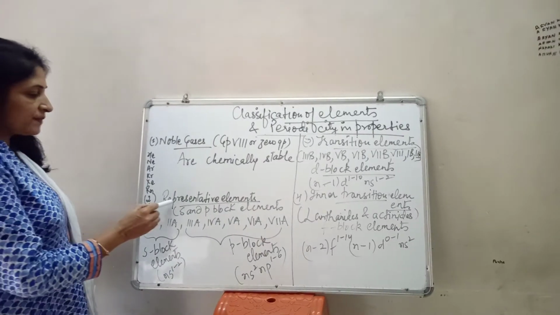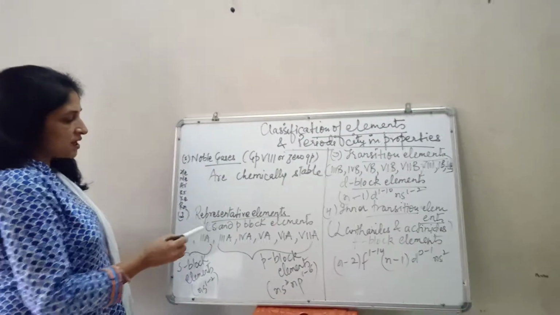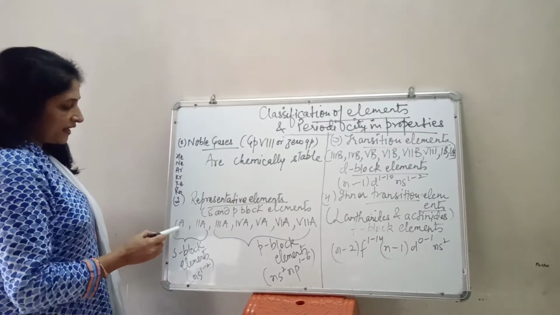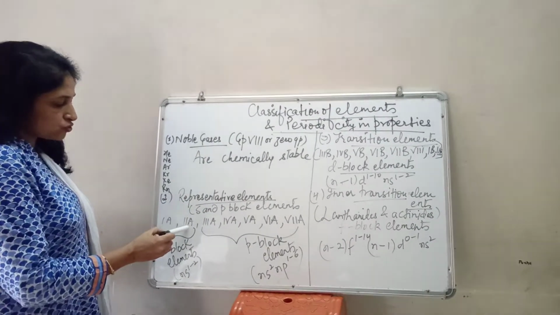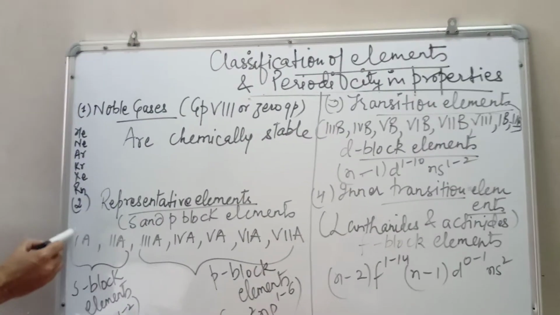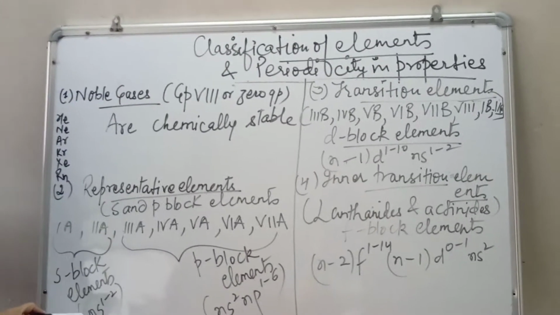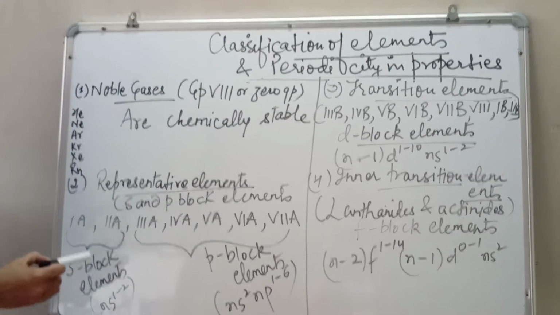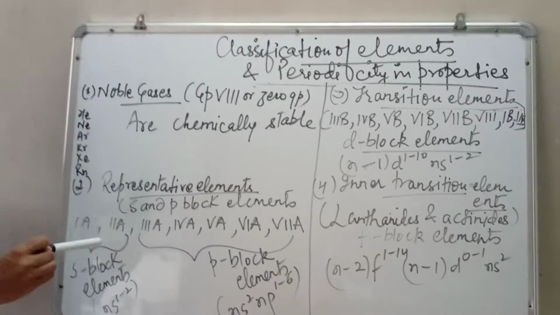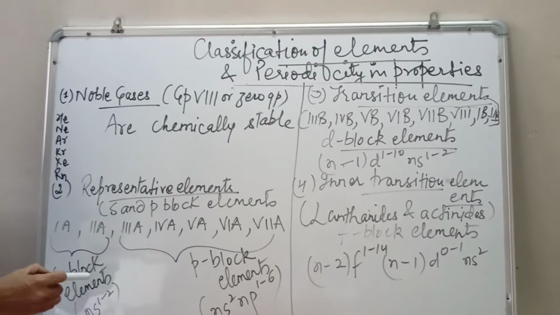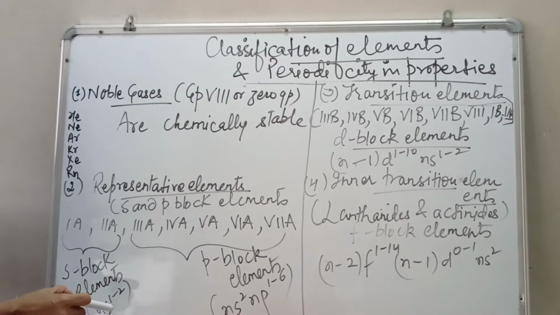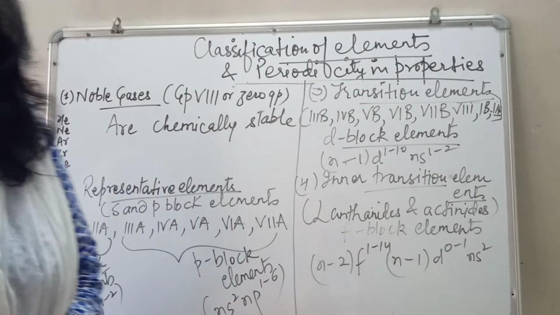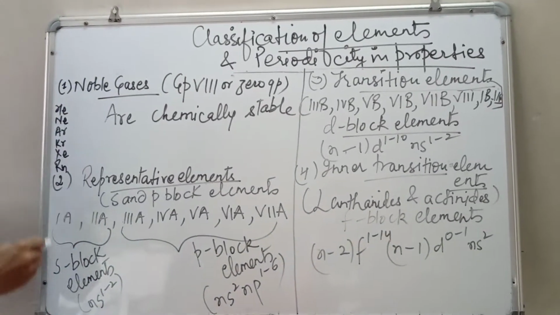Then the second type of elements are normal representative elements. Under these come S and P block elements. 1A alkali metals and 2A alkaline earth metals come under S block elements, and the general configuration is ns1-2. In alkali metals, the outermost S orbital has 1 electron, and in 2A the outermost S orbital has 2 electrons. Now we will study the properties of S block elements.